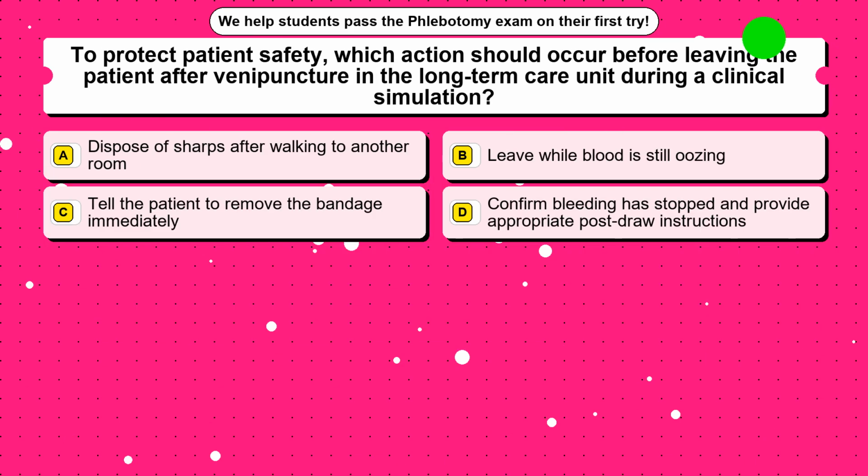Question 95. To protect patient safety, which action should occur before leaving the patient after venipuncture in the long-term care unit during a clinical simulation? Option A. Dispose of sharps after walking to another room. Option B. Leave while blood is still oozing. Option C. Tell the patient to remove the bandage immediately. Option D. Confirm bleeding has stopped and provide appropriate post-draw instructions.